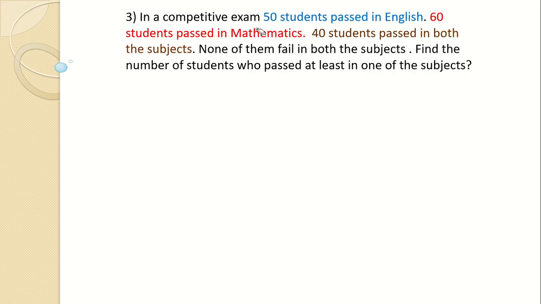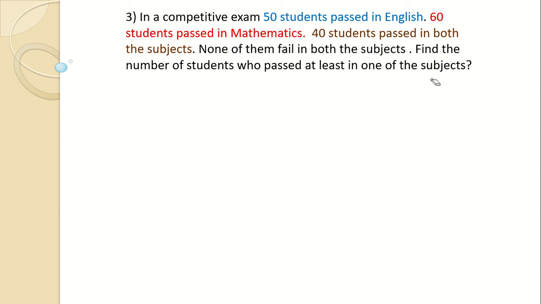In a competitive exam, 50 students passed in English, 60 students passed in mathematics, 40 students passed in both the subjects, English and mathematics, both. So as I told you, whenever there is both and, it means it is going to be an intersection. None of them failed in both the subjects. So find the number of students who passed at least in one of the subjects.